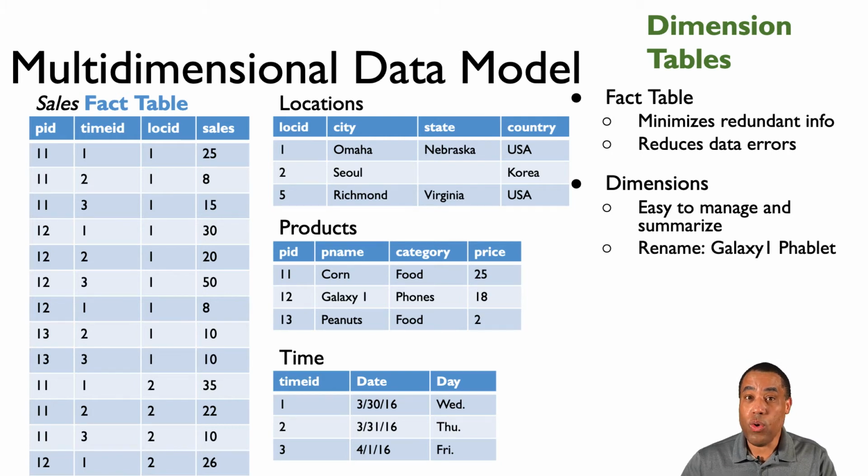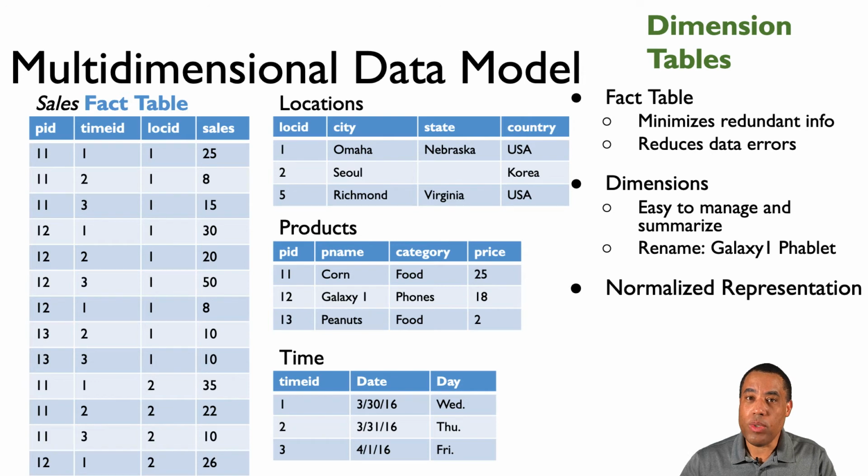So we can very quickly change Galaxy One to phablet, and now all of our references from our fact table to the Galaxy One become references to phablets instead of phones. So in our previous table, we would have had to go through that table and manually change all instances where we saw the sale was for a Galaxy 1 to make it be a phablet instead of a phone. So very efficient and very easy to manage.